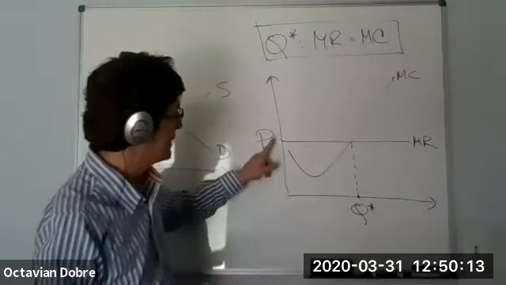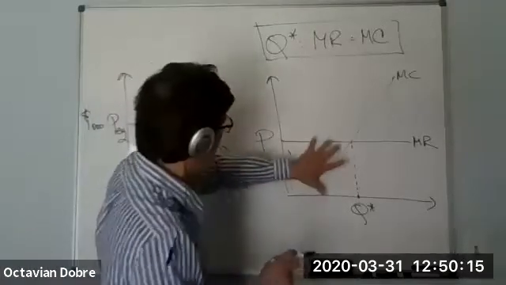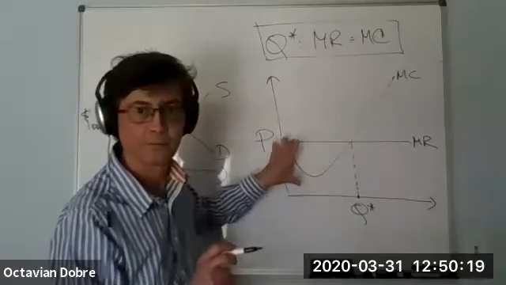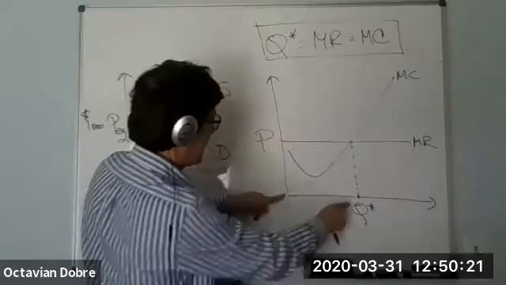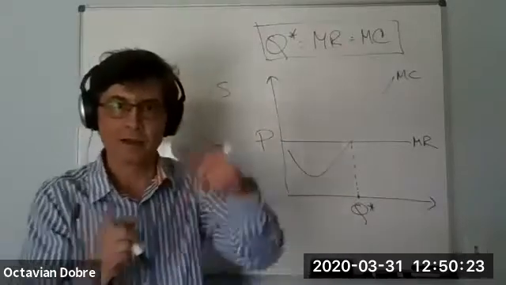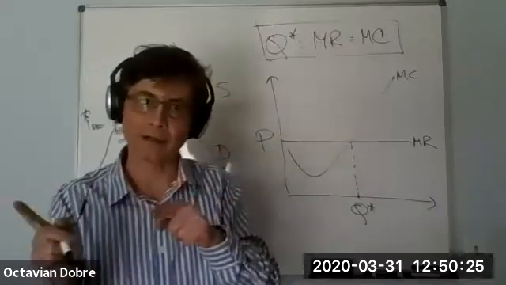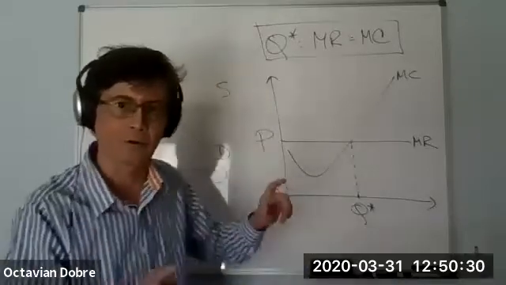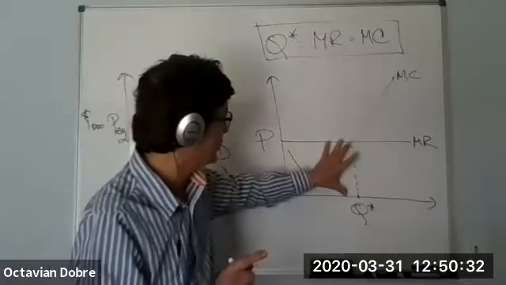And that's going to be represented by this area here. This area represents total revenue, price times quantity. Remember, if you multiply two sides of a rectangle, you're going to get the area of that rectangle. So this here is total revenue.